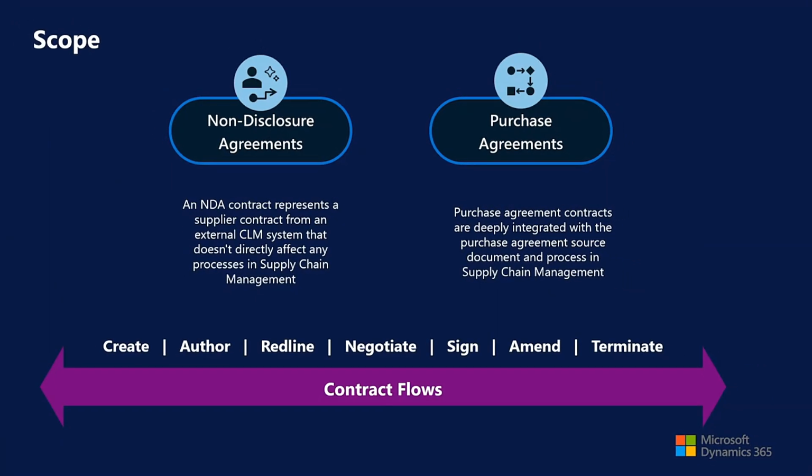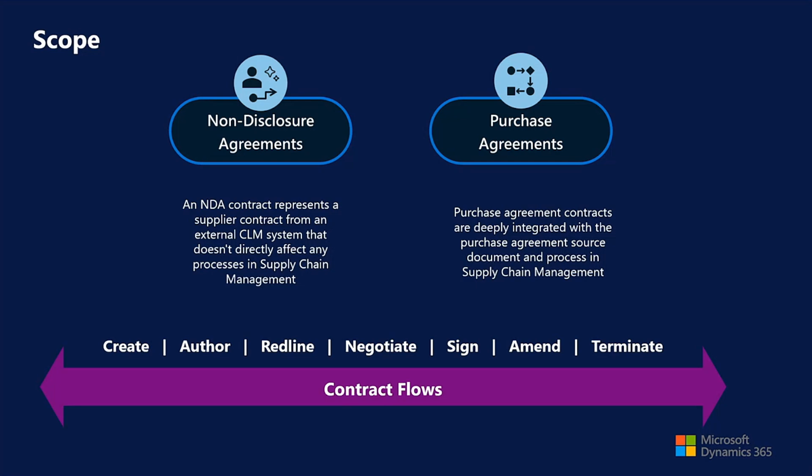Currently, this third-party CLM integration feature is in public preview. The scope of this feature is that when you enable and configure the integration with an external CLM solution like iCertis, the following contract flows are enhanced in Dynamics 365 SCM: non-disclosure agreement and purchase agreement. We are also planning to extend this capability across other business process areas in Dynamics 365 SCM like trade agreements, request for quotation, royalty agreements, and others.